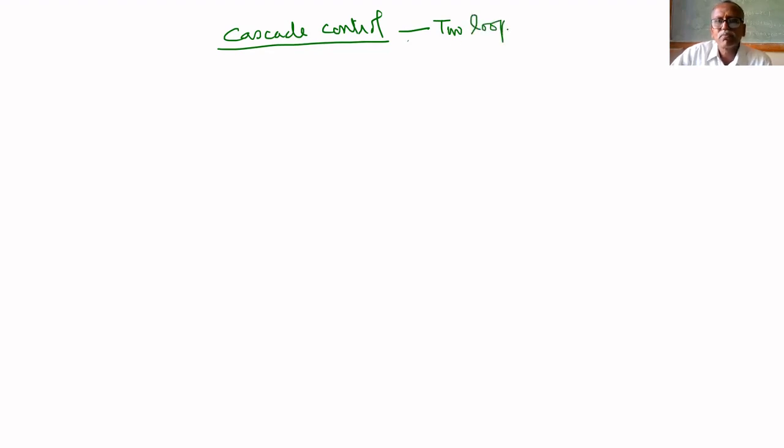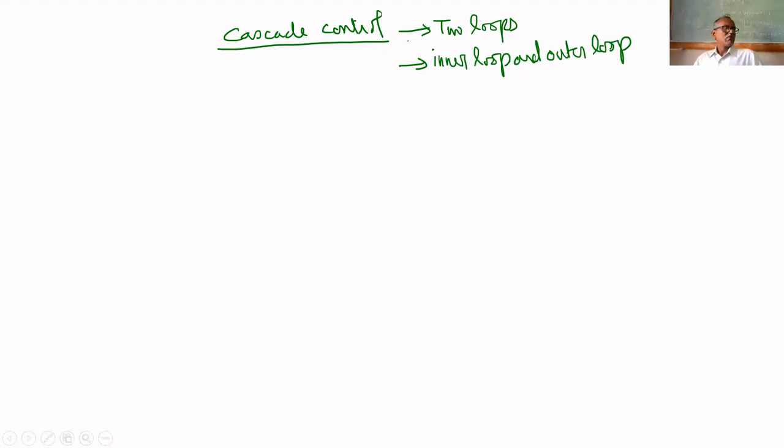Special control schemes, that is called the cascade control. Cascade control means it has two loops, a multi-loop control technique. One of the multi-loop control techniques is cascade control. It has two loops, inner loop and outer loop.